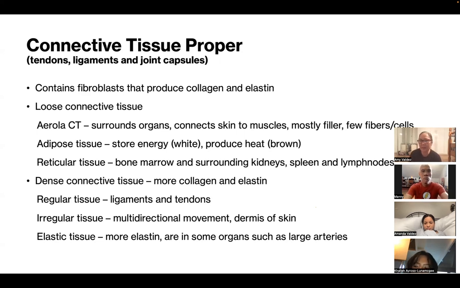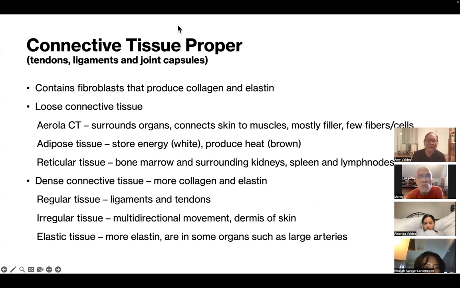Maybe proper doesn't mean what I think it means. It doesn't mean what you think it means. Okay, it was confusing to me too. Proper as in opposed to improper. Proper meaning the regular connective tissue, which is also what we have the most of, and it's what we're more concerned about as far as the musculoskeletal system. Okay, thank you.